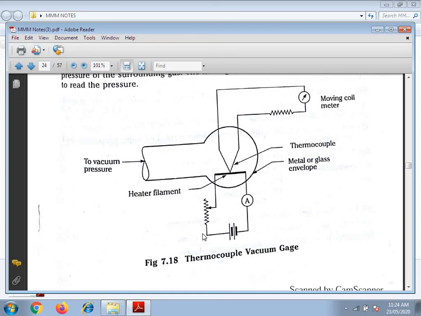Okay, this is more than sufficient, and you go through that. The line diagram is important and the concept is also important for it. Okay, thank you.